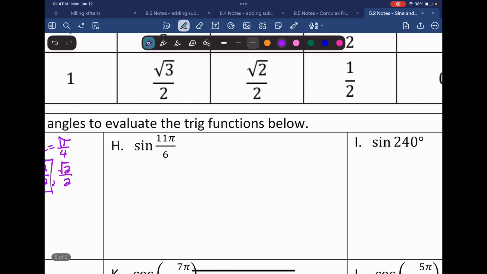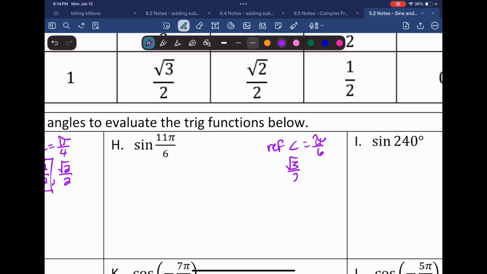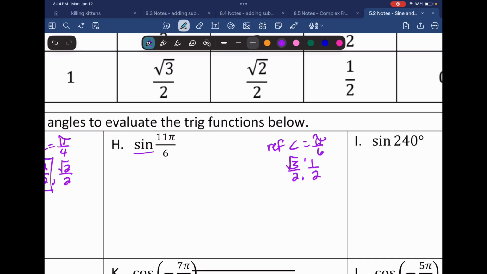Sine 11 pi over 6. Okay, it's over 6, so your reference angle is pi over 6. So that's root 3 over 2, 1/2. I want sine, so I want the y-coordinate. 11 pi over 6 is almost double, quadrant 4. So your y is negative. So sine 11 pi over 6 is negative 1/2.